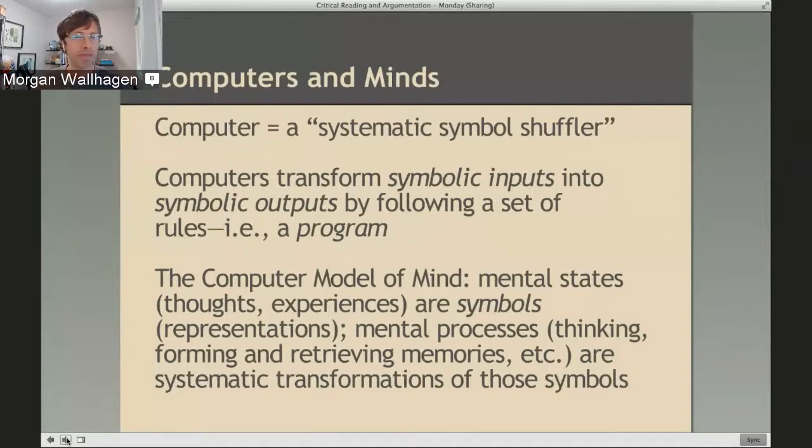And so the computer model of the mind is that, well, there are a lot of ways to spell this out, actually, but here's a basic one. Mental states, your thoughts, your experiences, are symbols of a kind. Philosophers like to say representations. Thoughts, experiences, pains, emotions, these are representations, a kind of symbol in the mind. A symbol stands for something else, represents something else. Mental processes like thinking, forming a memory, or retrieving a memory are systematic transformations of the symbols, retrieving symbols, converting those symbols into new strings of symbols, and so forth. That's how to think of the mind like a computer.